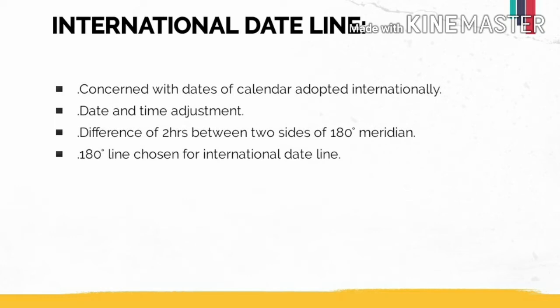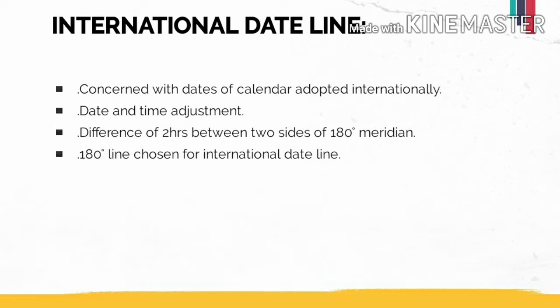For example, if it is 25th December on the western side of the international dateline, then as it goes to the eastern side of the international dateline, the date will be 26th of December.